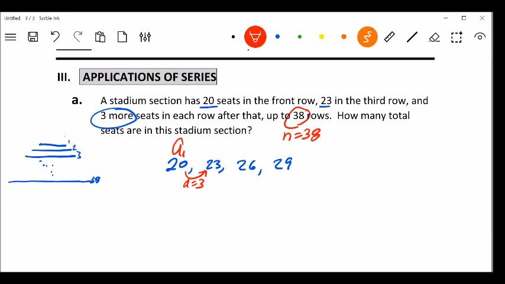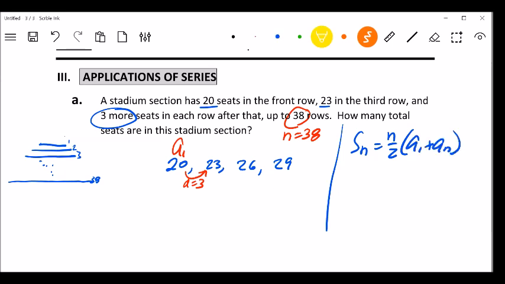N equals 38. So just like the last problem, we have for the sum formula, Sn equals n over 2 times (a1 plus an). I have the first term. I have the n, that's the n here. But I don't have the last term. The d will help us get the last term.